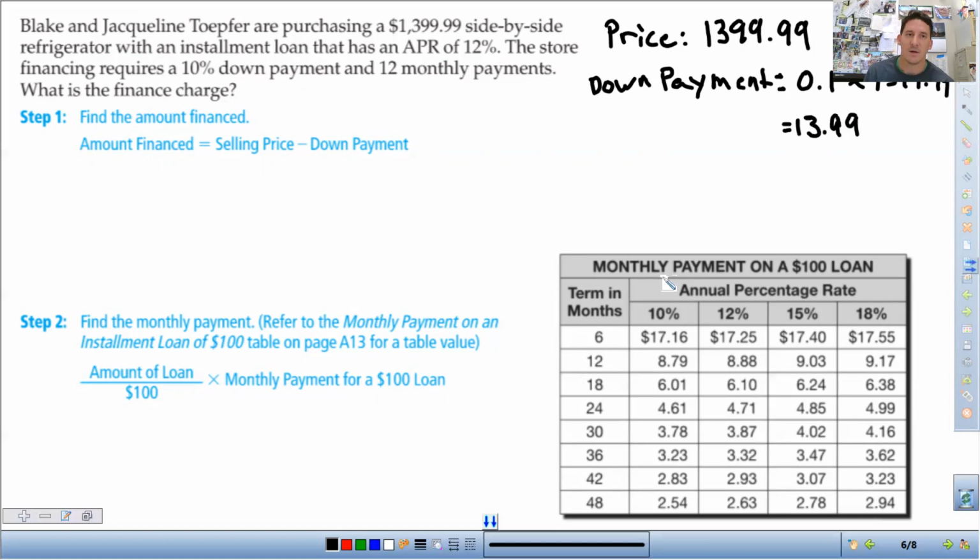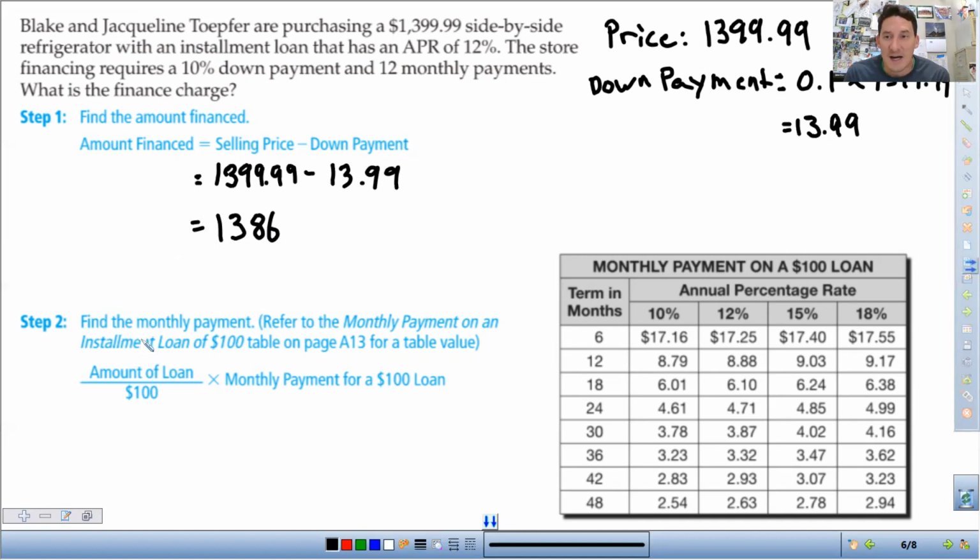$139.99. All right, so the amount financed, you need to take the selling price, which was $1,399.99, minus the down payment of $139.99. $1,399.99 minus $139.99 is $1,260. So that is how much the loan is for.